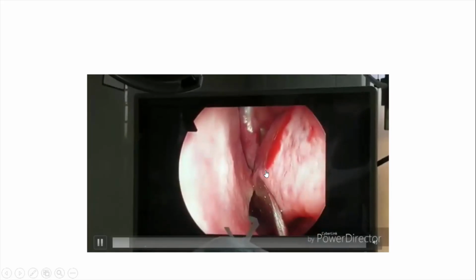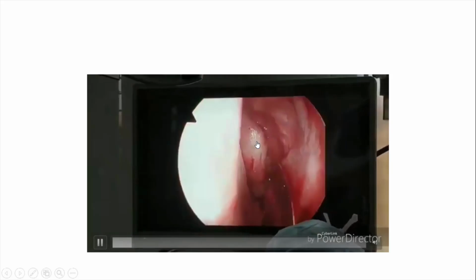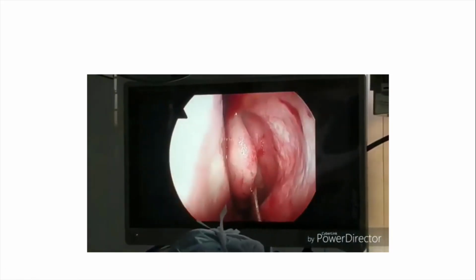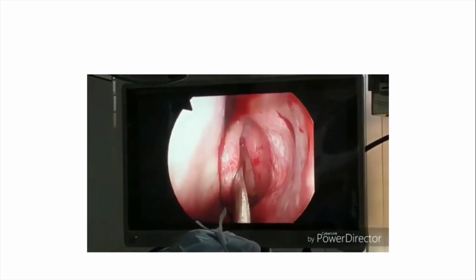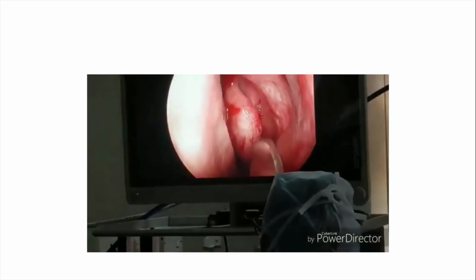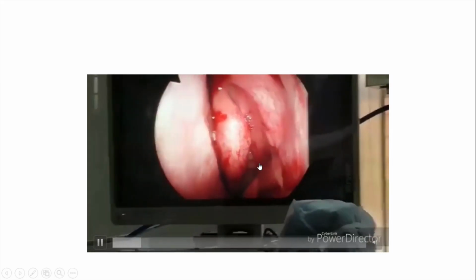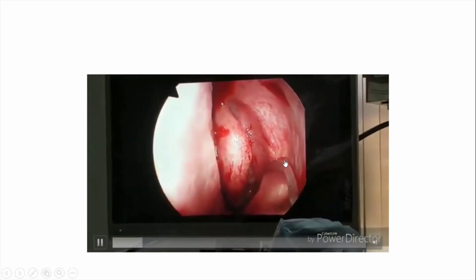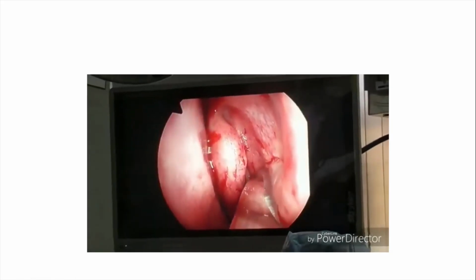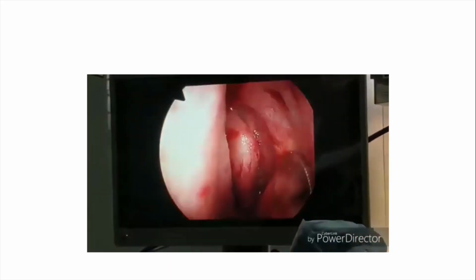When you use the elevator, you can see the access and go with the punch. So now we have a DCR punch. With the help of a Freer's elevator, the middle turbinate is medialized for better exposure of the lacrimal sac area. Then an incision is made just above the inferior turbinate, horizontally, with a number 15 knife. Instead of this 15 blade knife, you can use a laser.